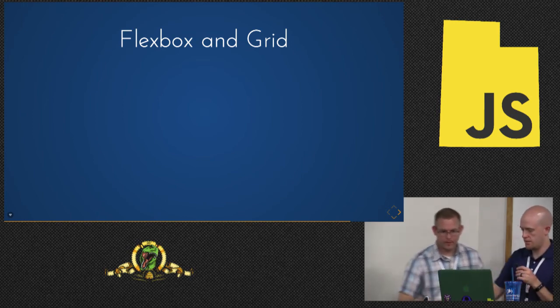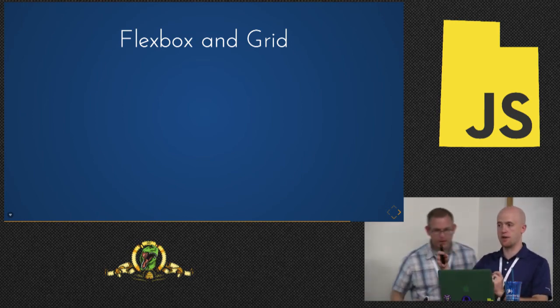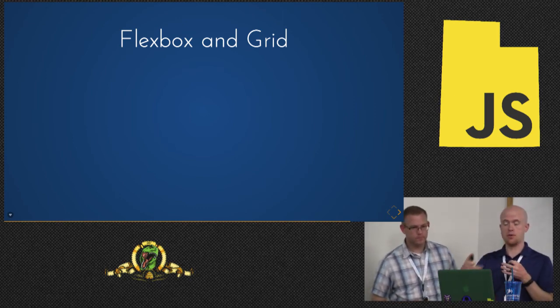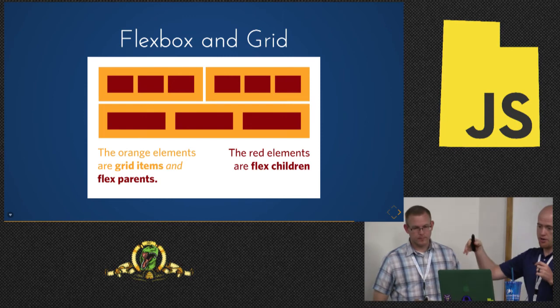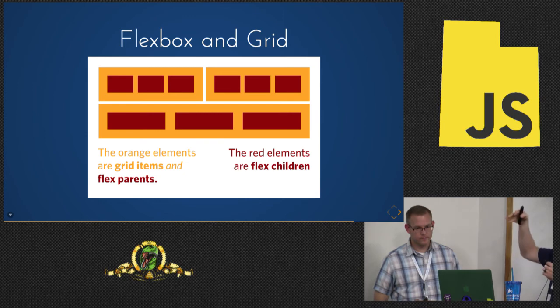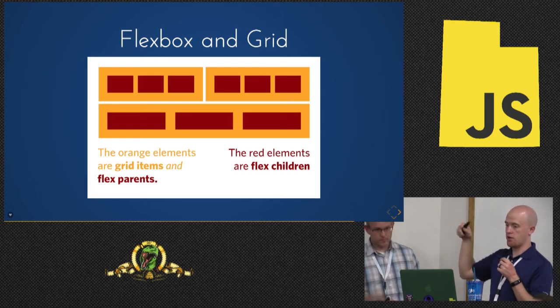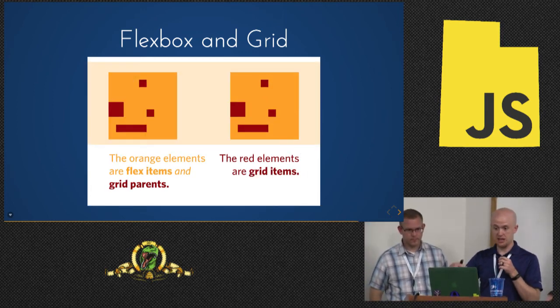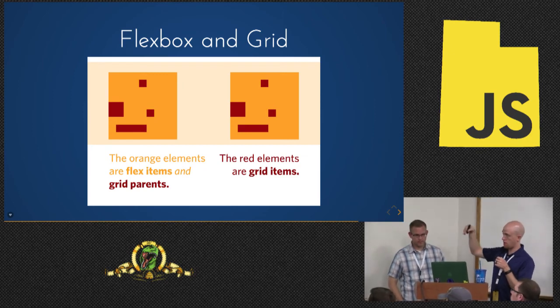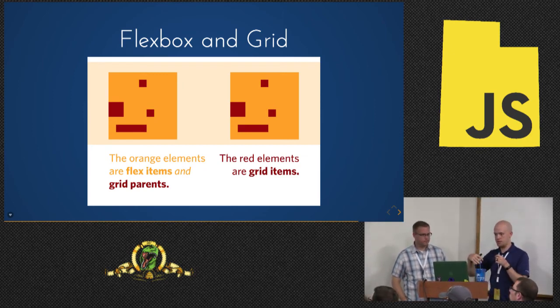So we wanted to end with how we can use Flexbox and Grid together and how you can really unlock the power of both of them, right? So here we've got a grid laid out in the orange items, and the orange items are grid items and flex parents at the same time. And then all the red elements are the flex children, right? You can also set it up where the orange items here are the flex items and grid parents, and then the red elements are the grid items, right? So you can use them both hand in hand. Like Josh said, they're not mutually exclusive technologies. We should be starting to utilize both in our projects.